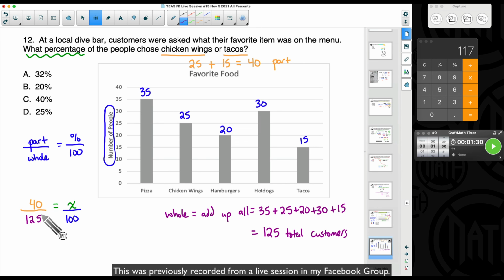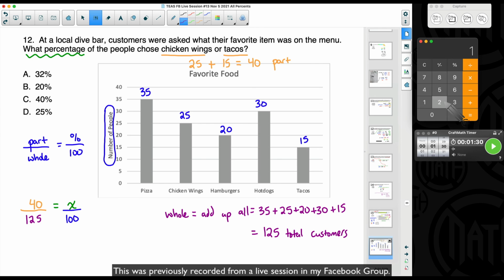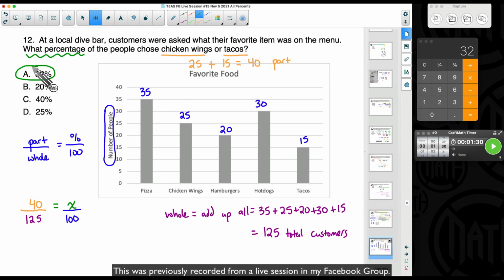So with proportions, in this case here, we're going to divide by the 125. Let's take the 40 times the 100. Immediately divide that by 125 and we get a percentage of 32%. 32% of the customers chose chicken wings or tacos.